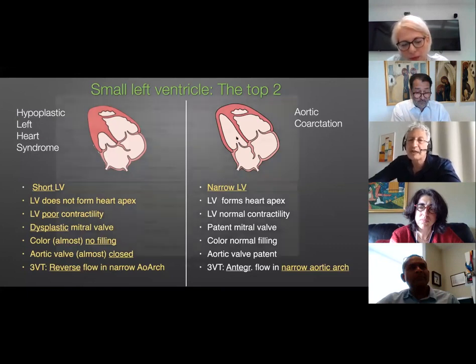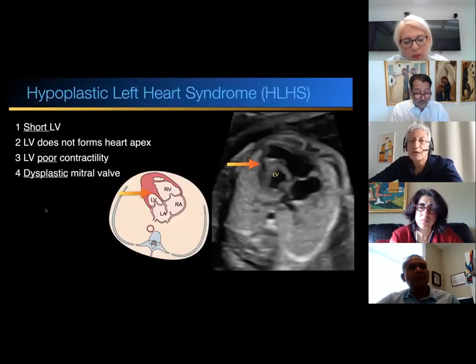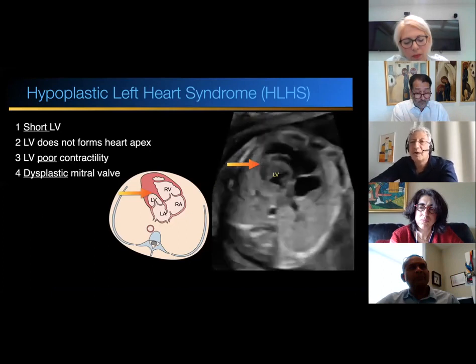So let us see some conditions. And in another table here, I want to highlight, keep in mind, that the hypoplastic left heart syndrome does not have a VSD. So if you have a VSD, ventricular septal defect, it is almost never hypoplastic left heart syndrome. It is another condition. So you see here on this video clip what I was telling you.